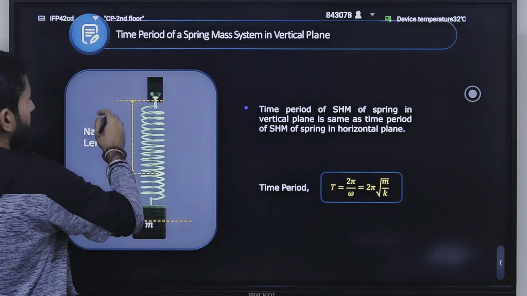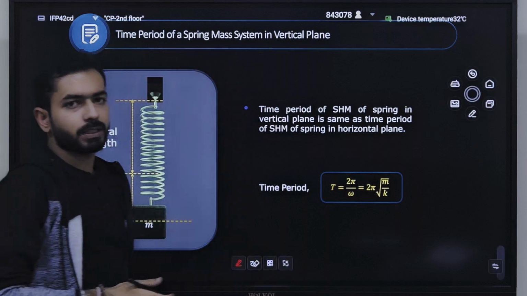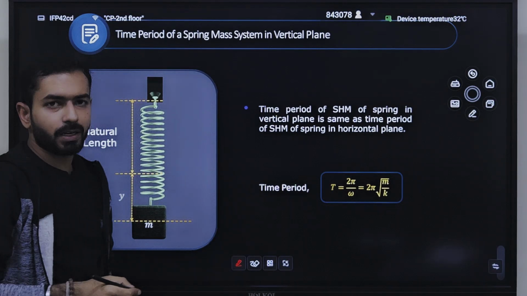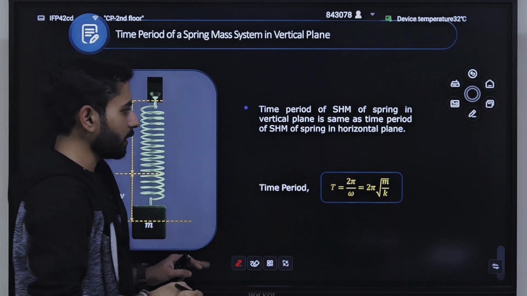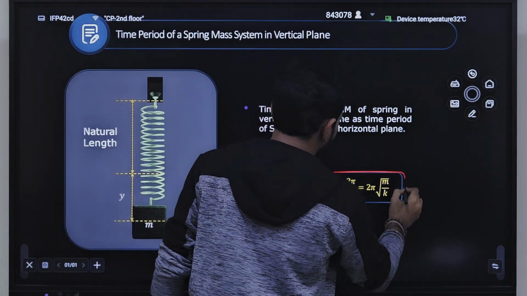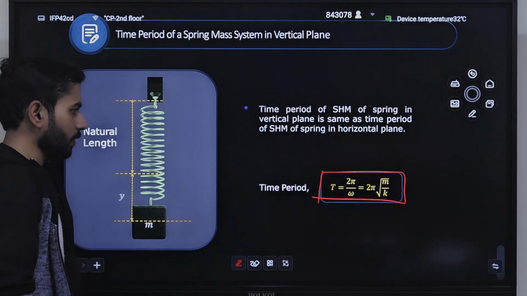Time period of spring mass system. What is the property of the time period of spring mass system? It doesn't change with constant forces. It doesn't matter how much gravitational force or any constant force is acting, it will never change. The time period will be the same, 2 pi root under m by k, unless some non-conservative forces are acting.